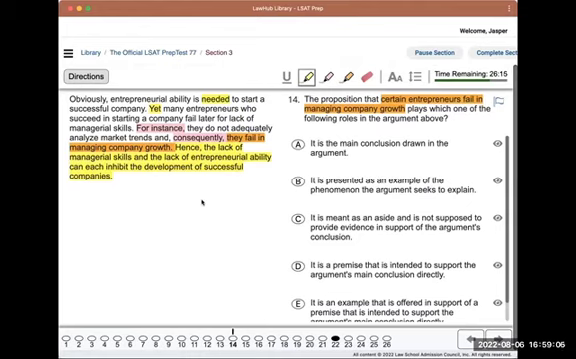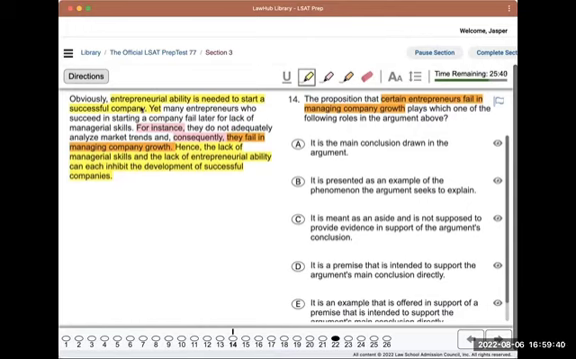So the proposition we care about is supporting the part of the conclusion that talks about a lack of managerial skills. They also, in the conclusion, mention a lack of entrepreneurial ability. That lack of entrepreneurial ability relates back to this statement here about entrepreneurial ability being needed to start a successful company. So they actually are dealing both with, can you start it and can you maintain it, and saying that lacking either one of these things.